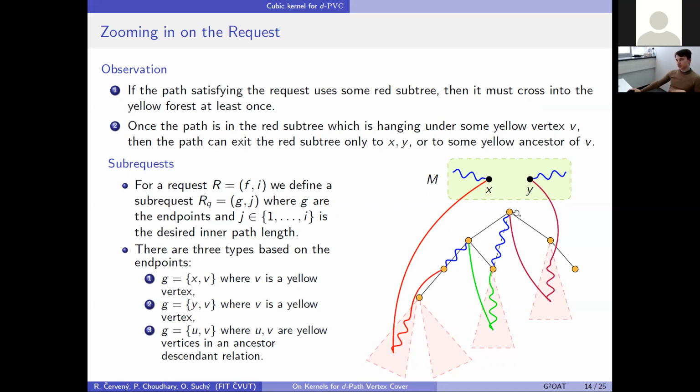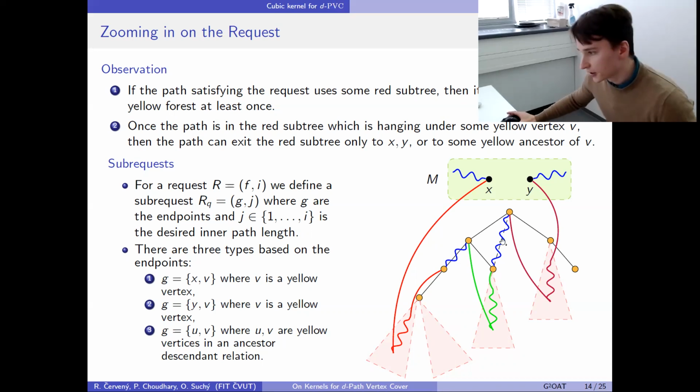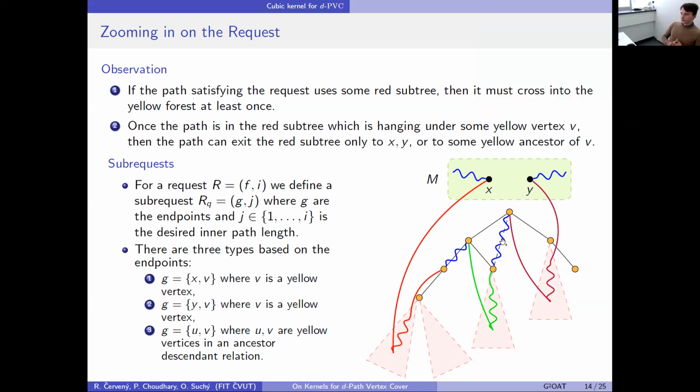The second type is that it already is in the yellow vertex, then goes to the red subtree, and then immediately jumps to the second endpoint. And the third type is that it jumps inside the yellow forest. It starts in a yellow vertex, goes to the red subtree, and jumps to another. What we aim to do here is to mark enough vertices such that we can always be sure that such subrequests will be there, or that we can somehow modify the solution.